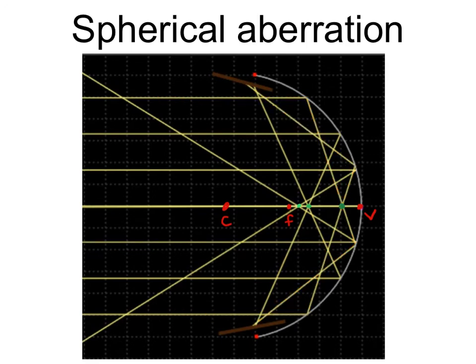The inconsistency in where these rays intersect results in an unfocused image. The phenomenon of parallel rays not converging at the focal point of a spherical mirror is called spherical aberration. Because focal rays also end up parallel to the principal axis at some point, focal rays are also subject to spherical aberration.